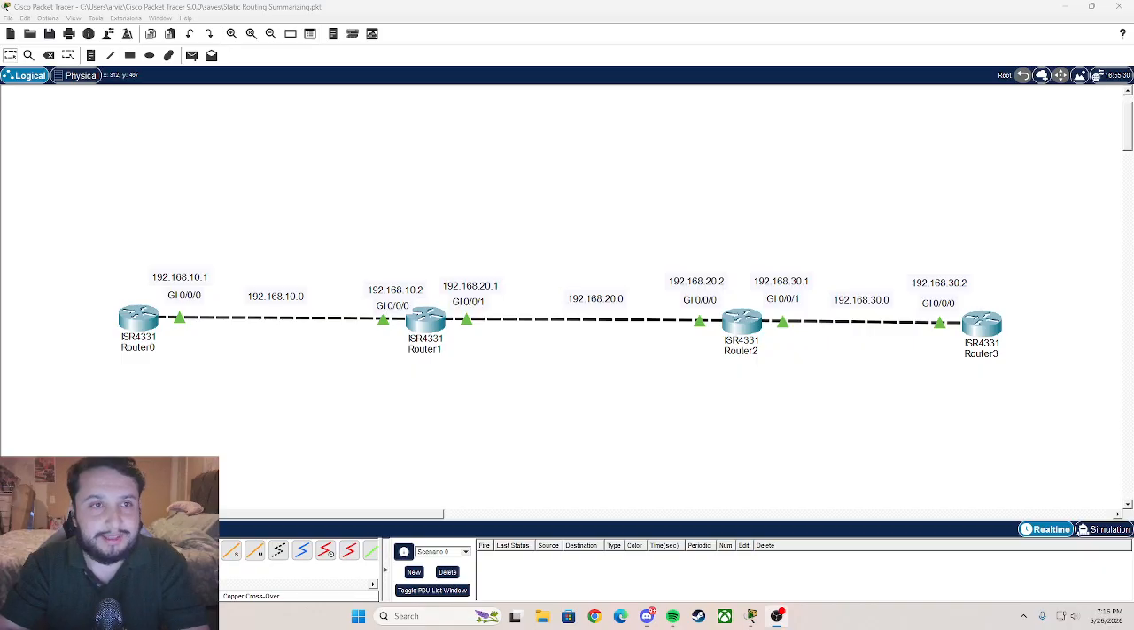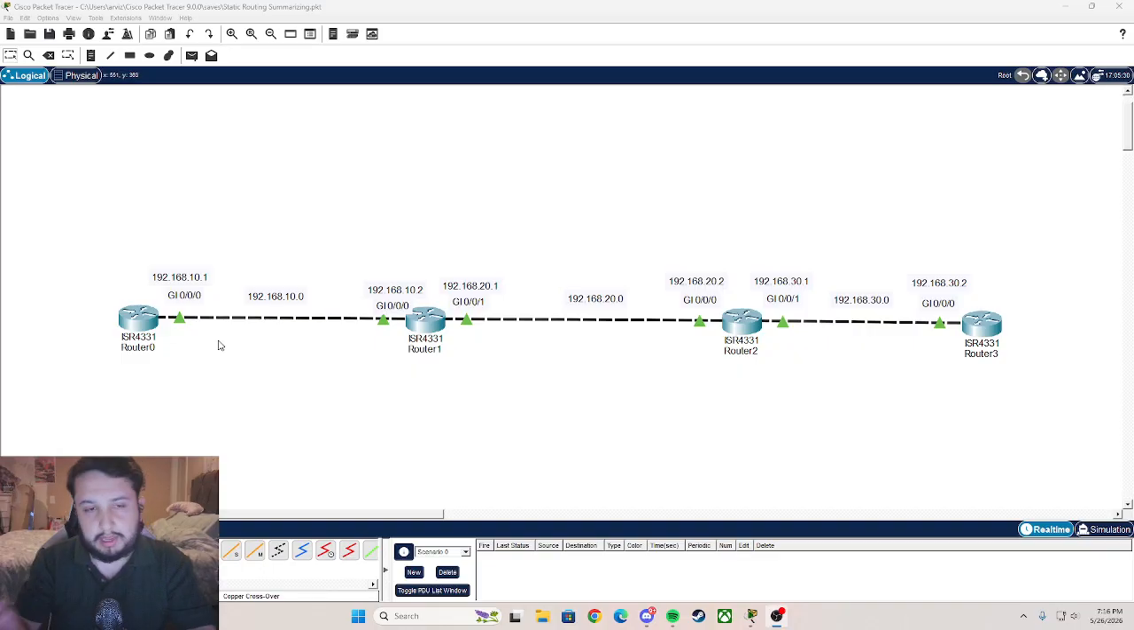Starting today, static routing and summarization, just the difference between the two. I'm using Cisco Packet Tracer, and I set up a situation.